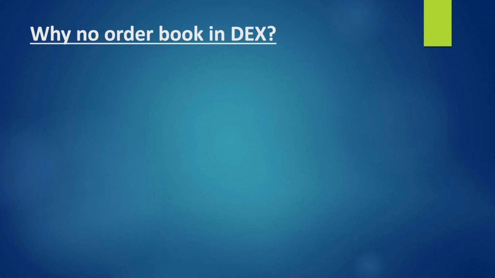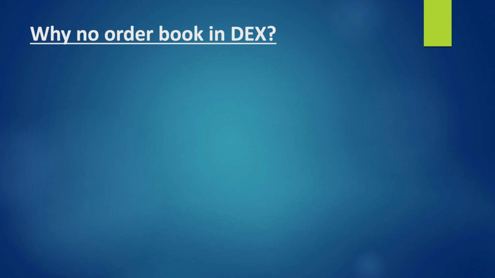And now you must be having this question, or if you do not have this question, you should have this question: why are we not using order books in decentralized exchanges? An order book is something which has been used for so long. Why are we not using the order book concept in decentralized exchanges? And the reason for it is very simple. Because if you are going to use the order book concept in decentralized exchanges, and decentralized exchanges solely depend on smart contracts, you will have a lot of gas fees.